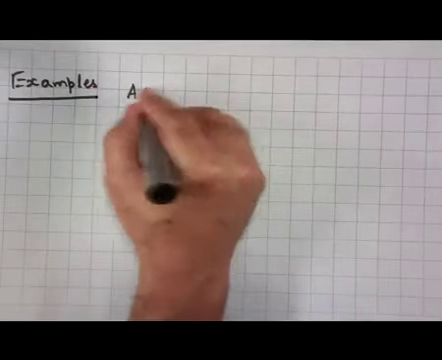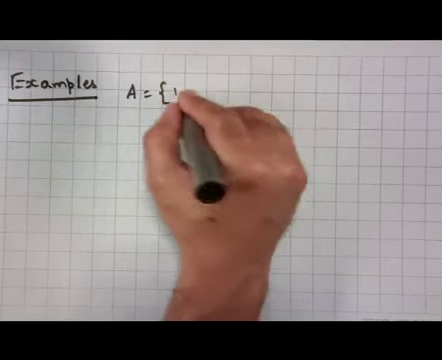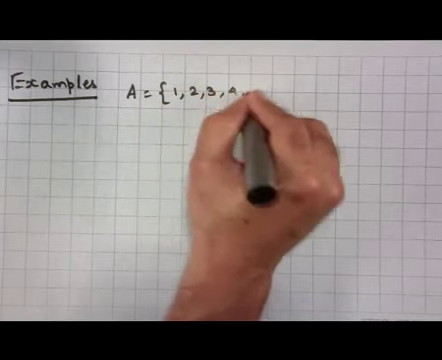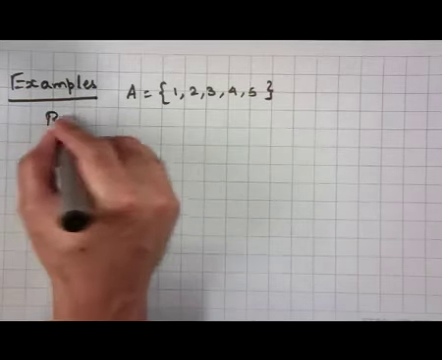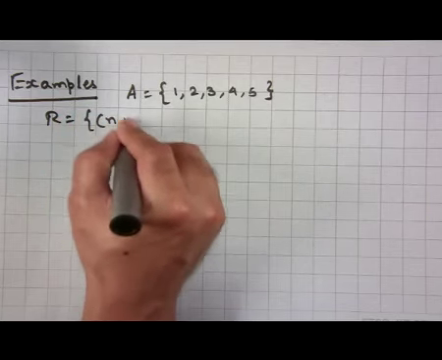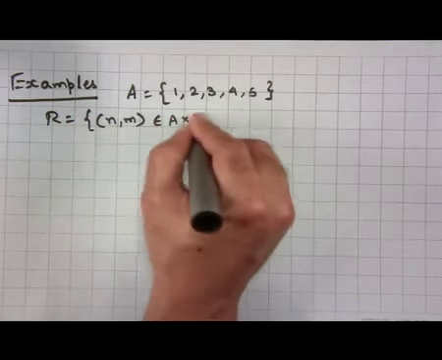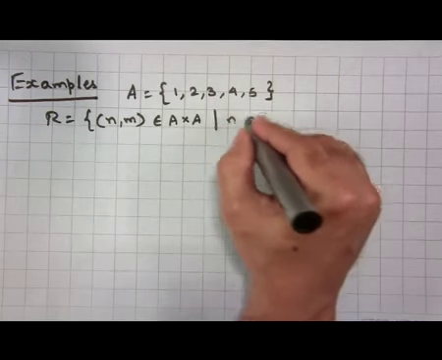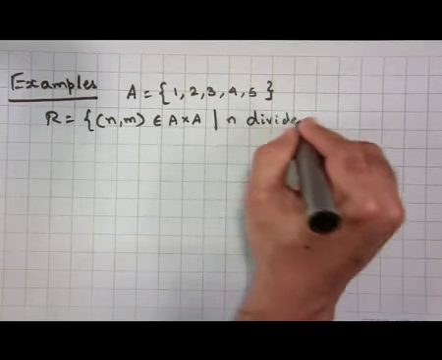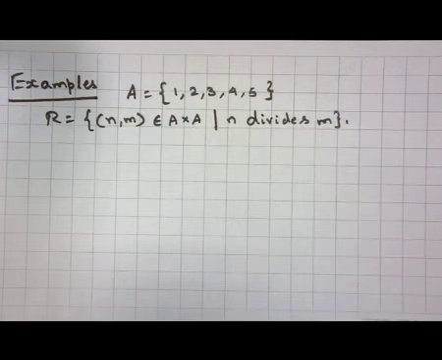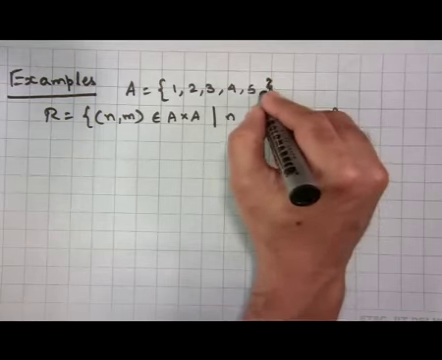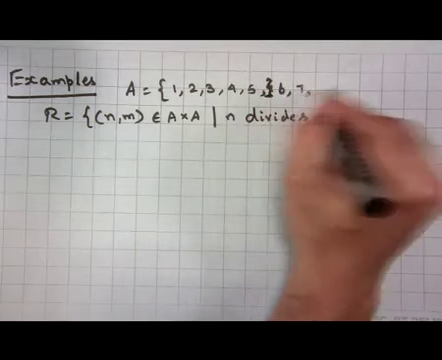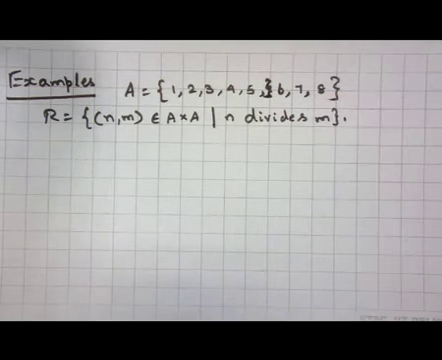The first example that we had is A equal to {1, 2, 3, 4, 5}, and then R is all those (n, m) in A cross A, with the condition that n divides m. This is what we had. Now, notice the following. Let us increase the set a bit more, so that things will be clear. Let us increase the set.